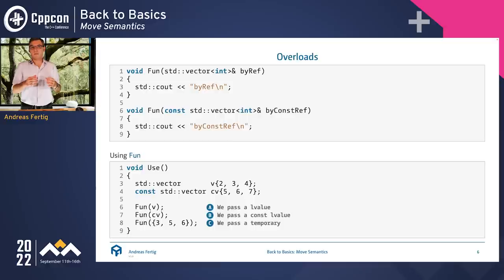And that means that in the term that we will learn more about later, that's an lvalue. And then in line number 7, I call fun with the const vector cv. So this is a const lvalue. And in line number 8, I'm doing something different. I'm creating that std::vector in place. So this is a so-called temporary object. So here I'm passing a temporary object.